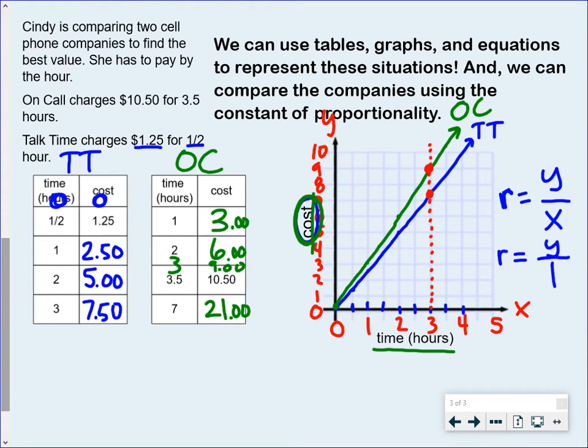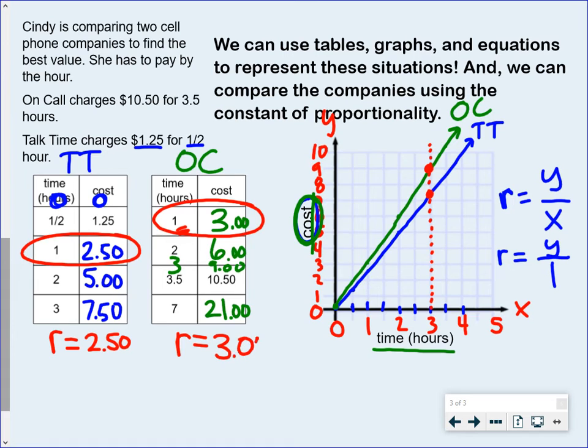So one option, in a table, I could find this by going and looking for where x equals 1. There it is there. There it is there. That means for talk time, the rate or the constant of proportionality would be $2.50. For on call, where x equals 1, y is $3. So that tells me the rate for them is $3.